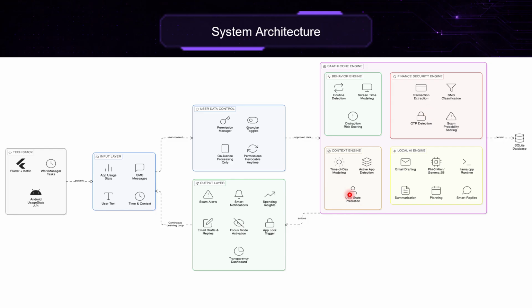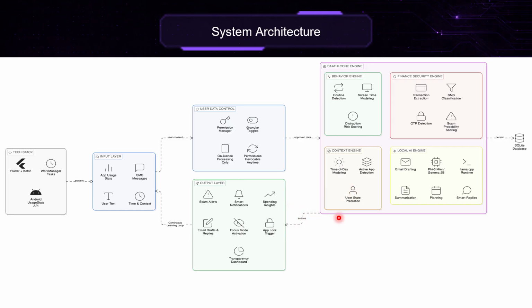The third is the context engine, which will tell you which app you are using at what time of the day. It will record all this and try to predict which app you are going to use next. The fourth is a local AI engine, which will give you email drafts, summarization, planning, smart replies, and all of these. All these four will be learning in the V3 mini AI engine, and all will be stored in your SQLite database. For example, in the context engine, if you're using an app for a larger amount of time, you can get the option to block that app or go to focus mode.